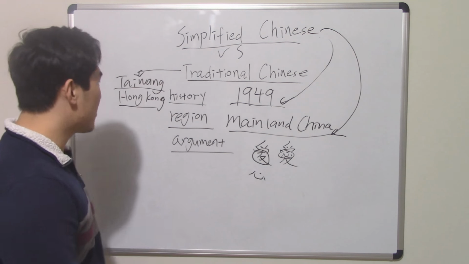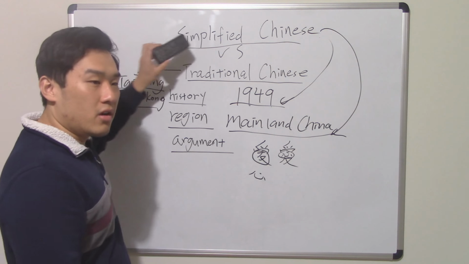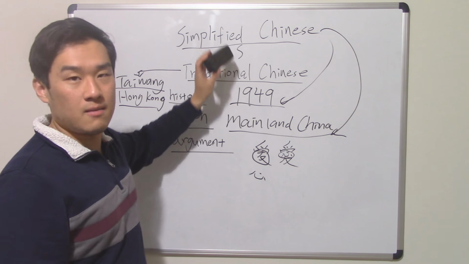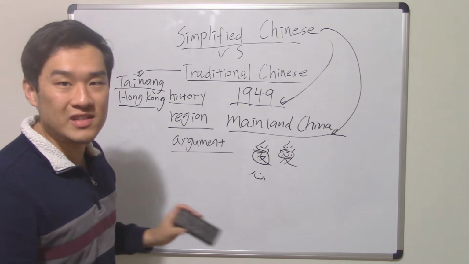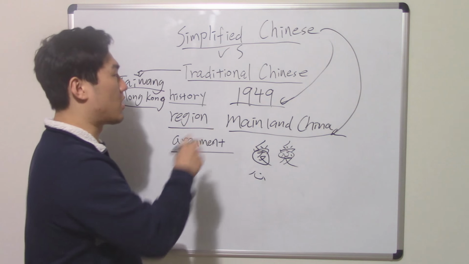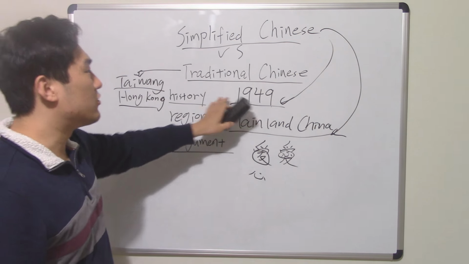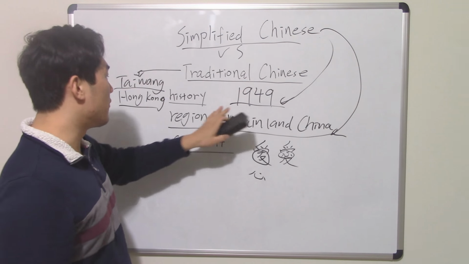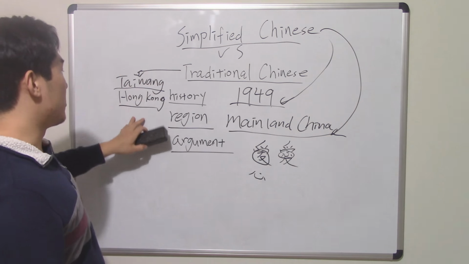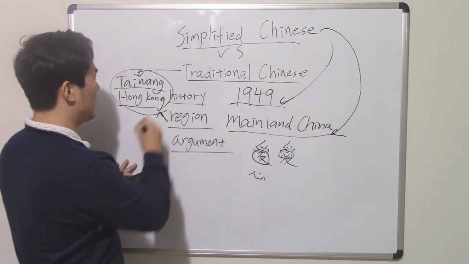So that's the only difference. A quick review: they all read the same, they're pronounced the same. The only difference is how we write them, and maybe it's more complicated, like these two words. And that's basically the history behind it, how simplified Chinese was formed, and where the region of traditional Chinese is, right here.